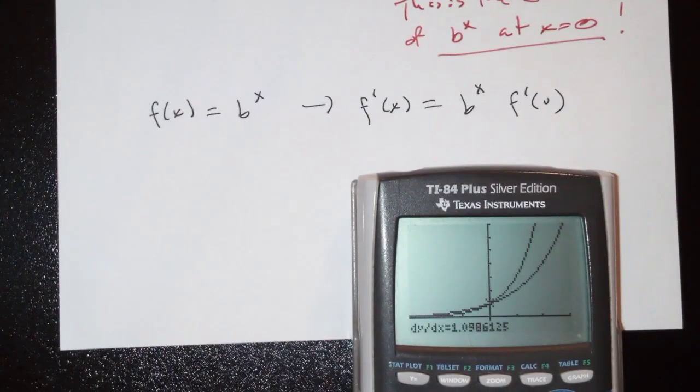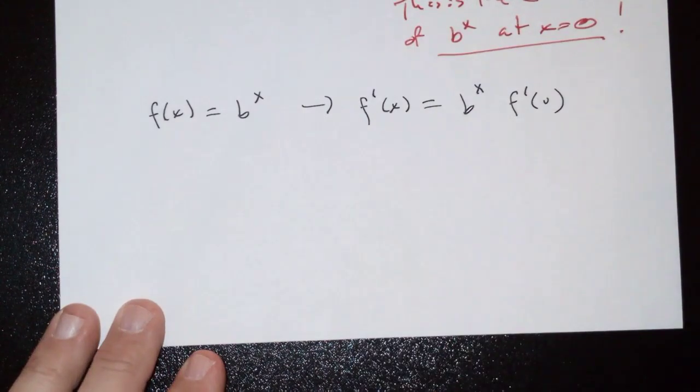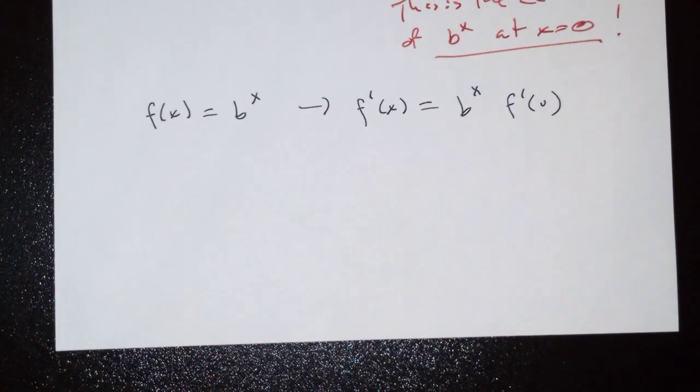1.0986. Perfect. Those are weird numbers. It would be better if I could find the number where this result was 1. It turns out that I can.